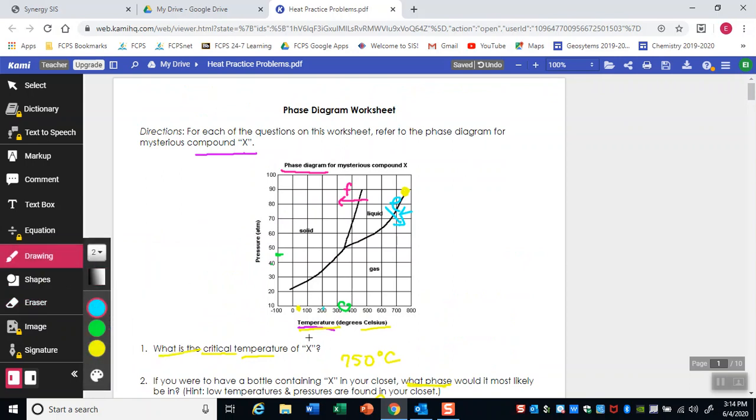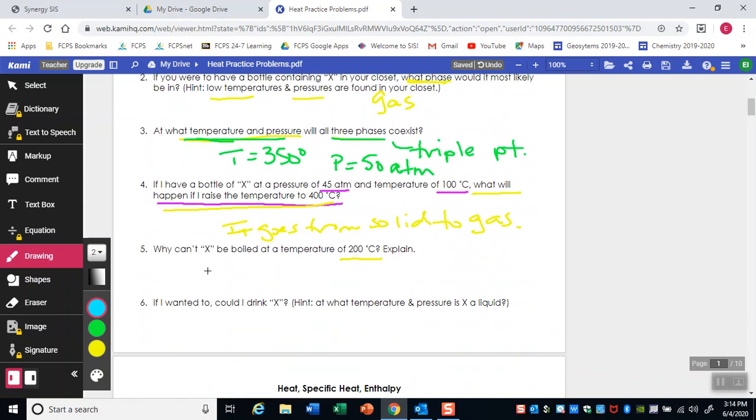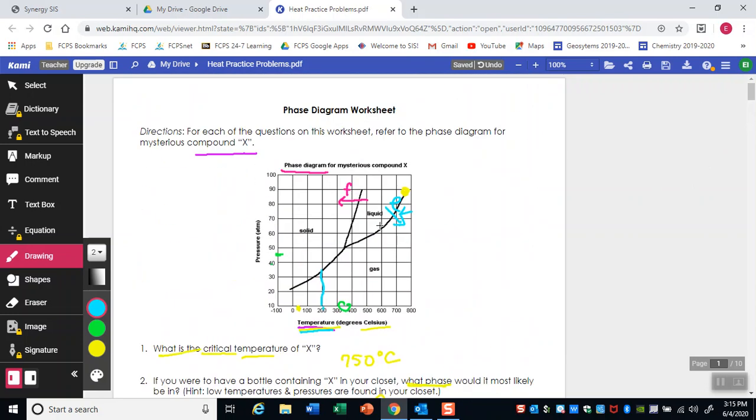So here's the temperature of, right, temperature is this axis, so this is 200. So it says, why can't X be boiled? Well, boiling is where you've got a liquid, right? Like if you're boiling water, you have a liquid and you're going to a gas. That's boiling, all right? It's kind of like evaporation. So I have to be a liquid to a gas. Well, at 200 degrees Celsius, all these points, it's a gas.